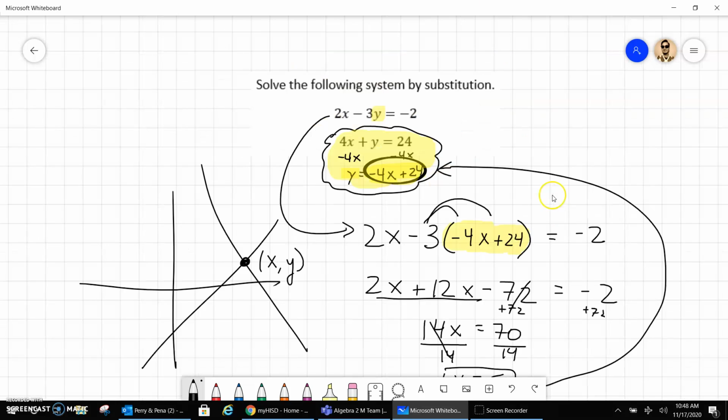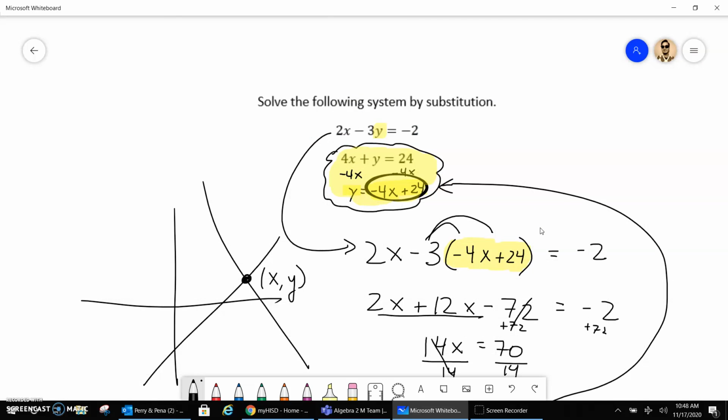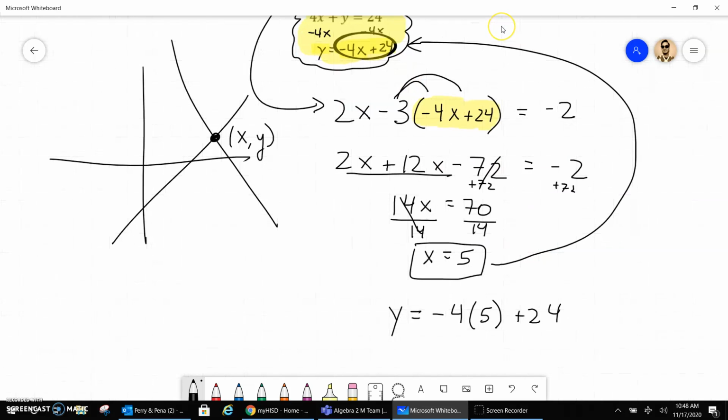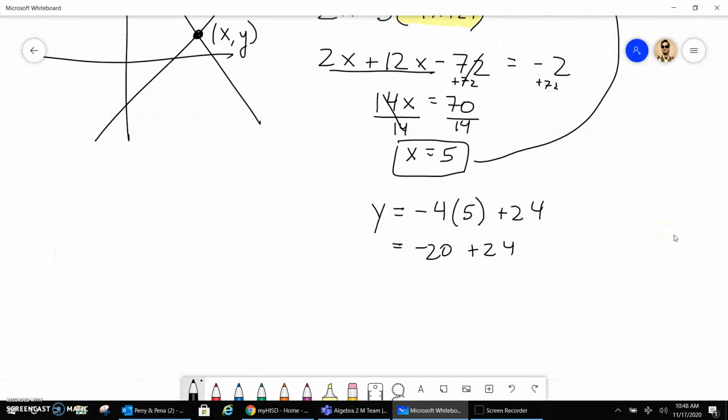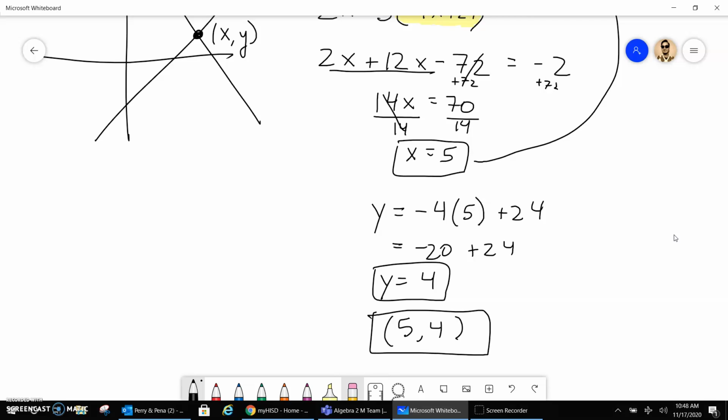Now we could have used any equation, the first or second equation we were originally given, or that equation that I created by rearranging and getting y alone. And I chose that one because that already had y all alone. Okay, so y is equal to negative 24 plus 24. So y is equal to 4. Now that I have x and y, I'm going to go ahead and say that the solution is the ordered pair 5, 4. There's my final answer.